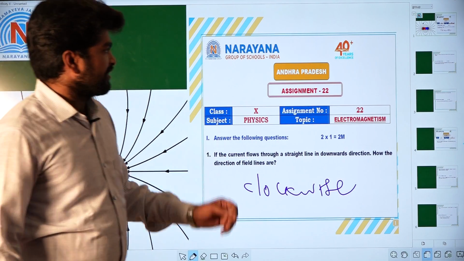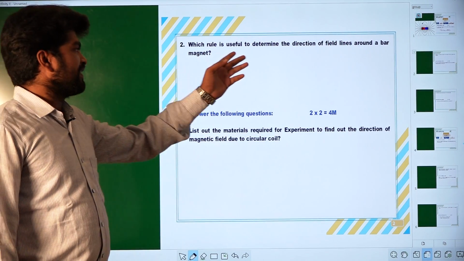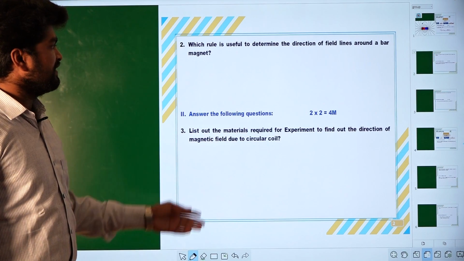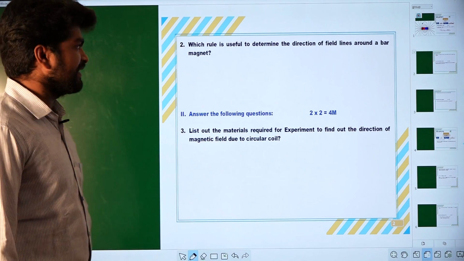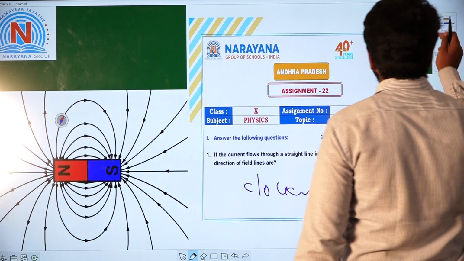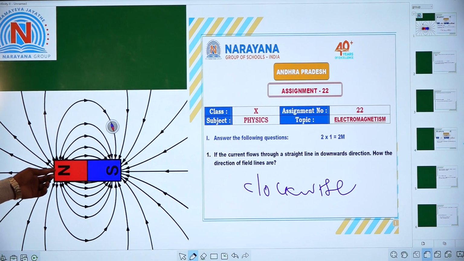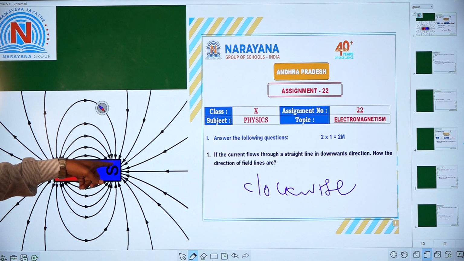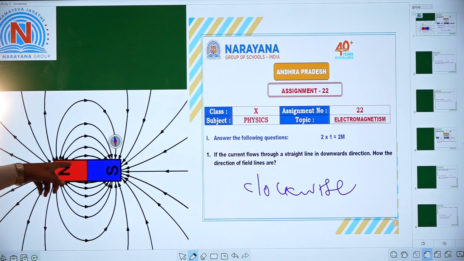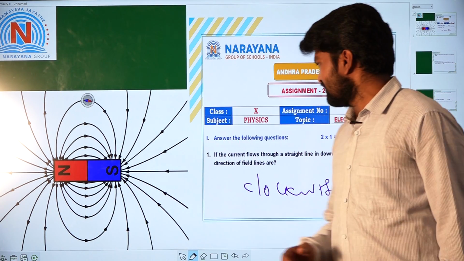Then coming to the second question, which rule is useful to determine the direction of field lines around a bar magnet? Around a bar magnet, the magnetic field lines will be like this. They originate from the north and terminate at the south outside the bar magnet. Even inside the bar magnet, these field lines are there. They are closed loops. To find this direction, again we use Ampere's right hand thumb rule.